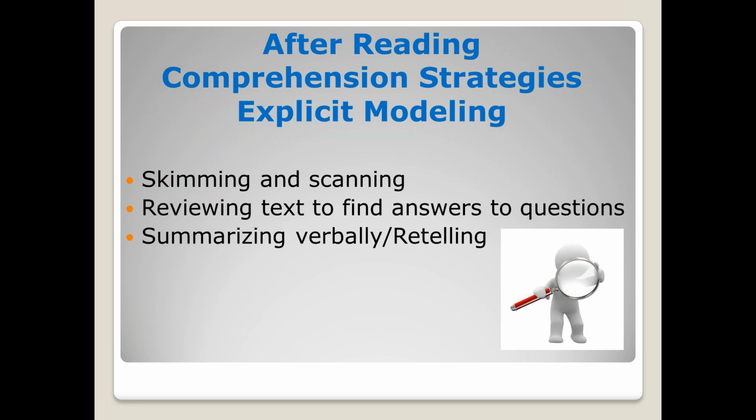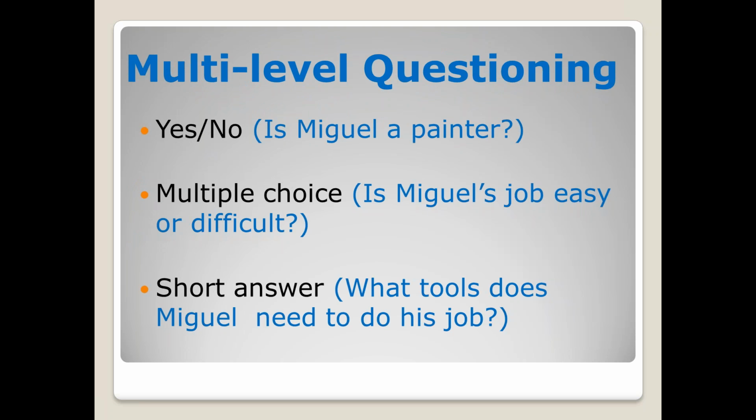I know in adult ed, our classes are never simply just one level. Even if we have the literacy level class or the low beginner class, there's always some variation in what the adults can do in reading, speaking, writing, and listening. So after you read, or as you're reading, be able to ask questions that everyone can answer. So you reach your lowest level students with simple yes or no questions. Is Miguel a painter? That's a question that even your lowest level student can answer.